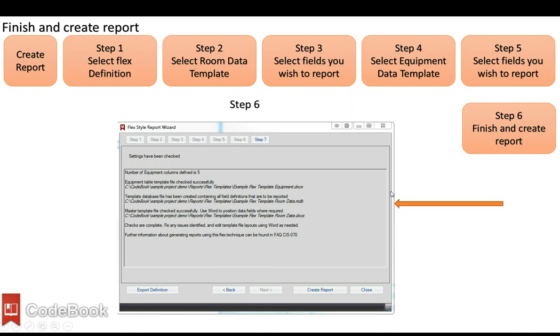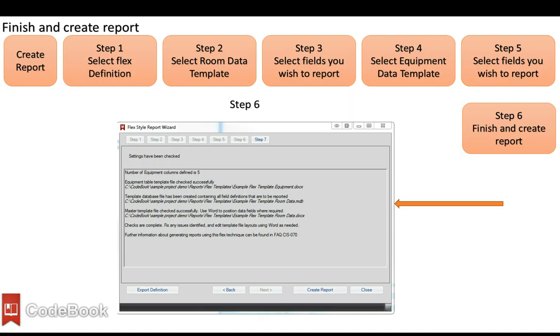Step 6. This is the final process now, and Codebook will perform validation. It will create all of the merge fields in Word for both the room data and the equipment flex reports. It will combine those now, and then the final option here is to create report, and Codebook will create a unified room data and equipment report based from those templates in one document and then PDF it.